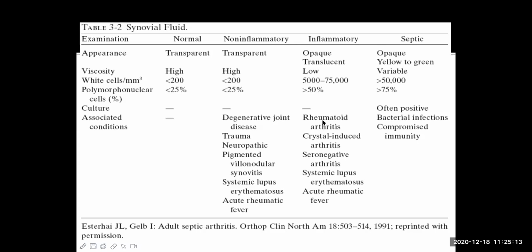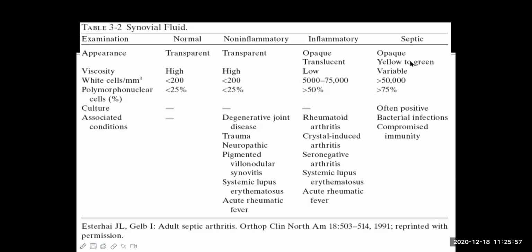Inflammatory. Now look at the associated conditions first. Rheumatoid arthritis, crystal-induced arthritis like gout or pseudo-gout, seronegative arthritis. Seronegative arthritis means the antibody is usually negative there. Systemic lupus erythematosus and acute rheumatic fever. So both these SLE and acute rheumatic fever can have a non-inflammatory type of finding or inflammatory type of finding. And this is the finding here. Appearance is opaque, or it may be translucent in the beginning. Viscosity is a bit low. White cell count are high now. See this, 5,000 to 75,000, and it is more than 50%.